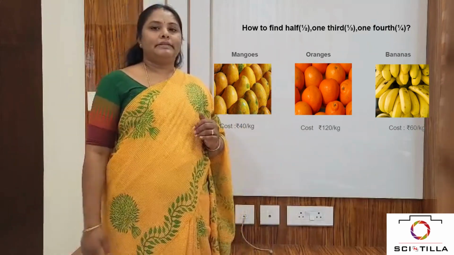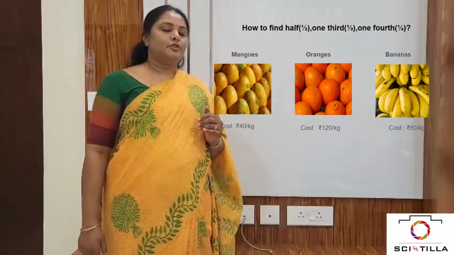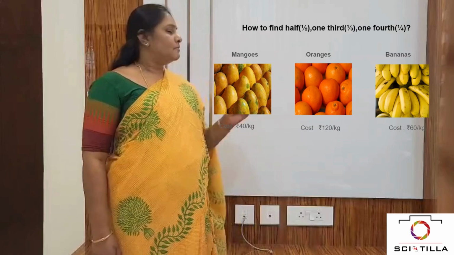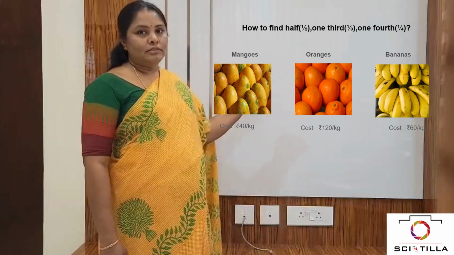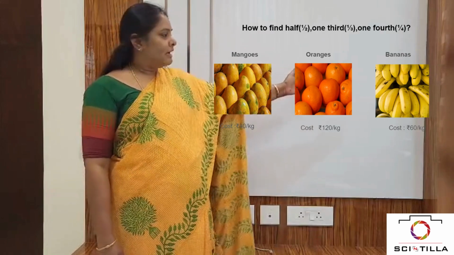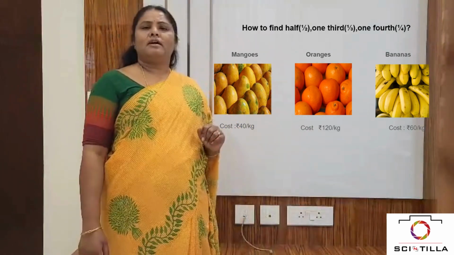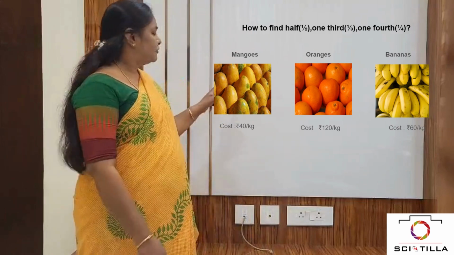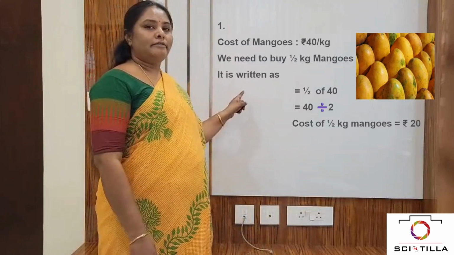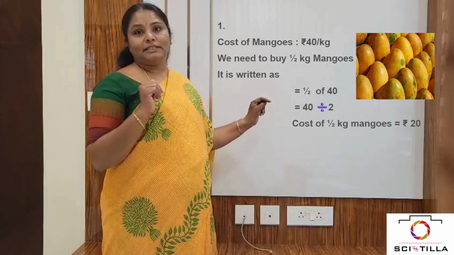Let's take a real life example. If you're going shopping with your parents and your mom asks you to buy fruits, 1/2 kg mangoes, 1/3 kg of bananas and 1/4 kg of oranges, how are you going to do that? Come on, I'll teach you how to do that. First, we know that half is written as 1/2. Please keep that in mind.